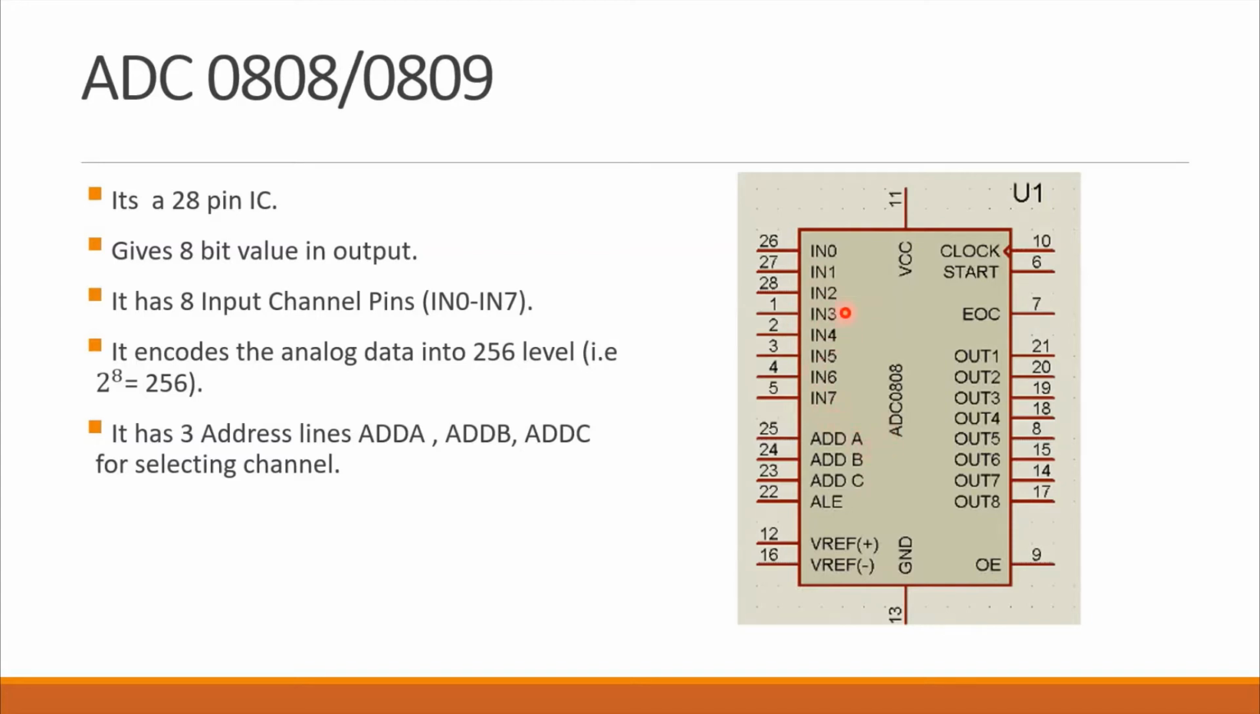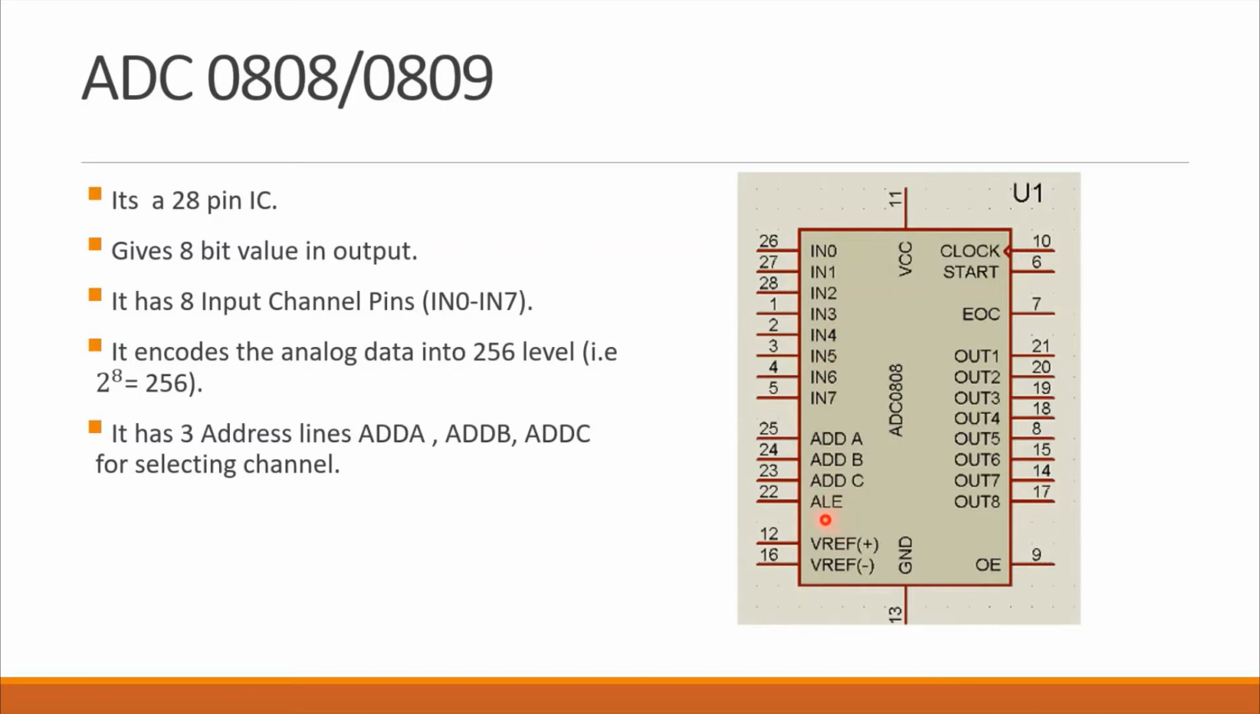So who decides which channel has to be selected? That is decided by these 3 pins. These are your address pins, address A, B and C. These 3 pins decide which channel is selected. So you have a separate combination. 000 will give you input channel 0, then you have 100, which will help you select channel 1. That way, these 3 bits will help you select any one of these channels.